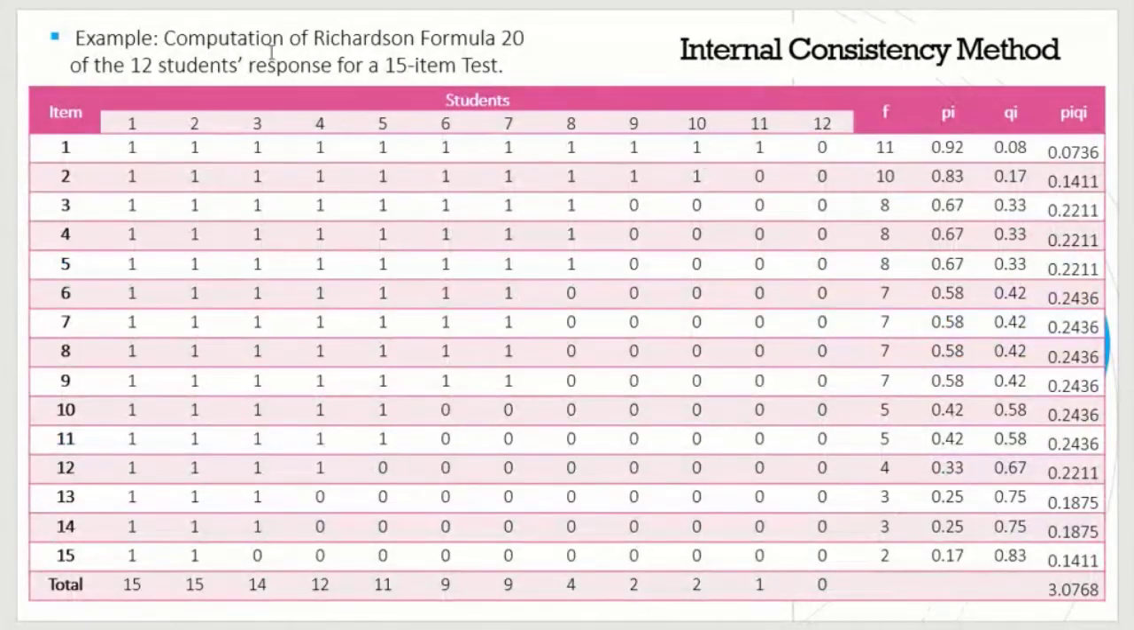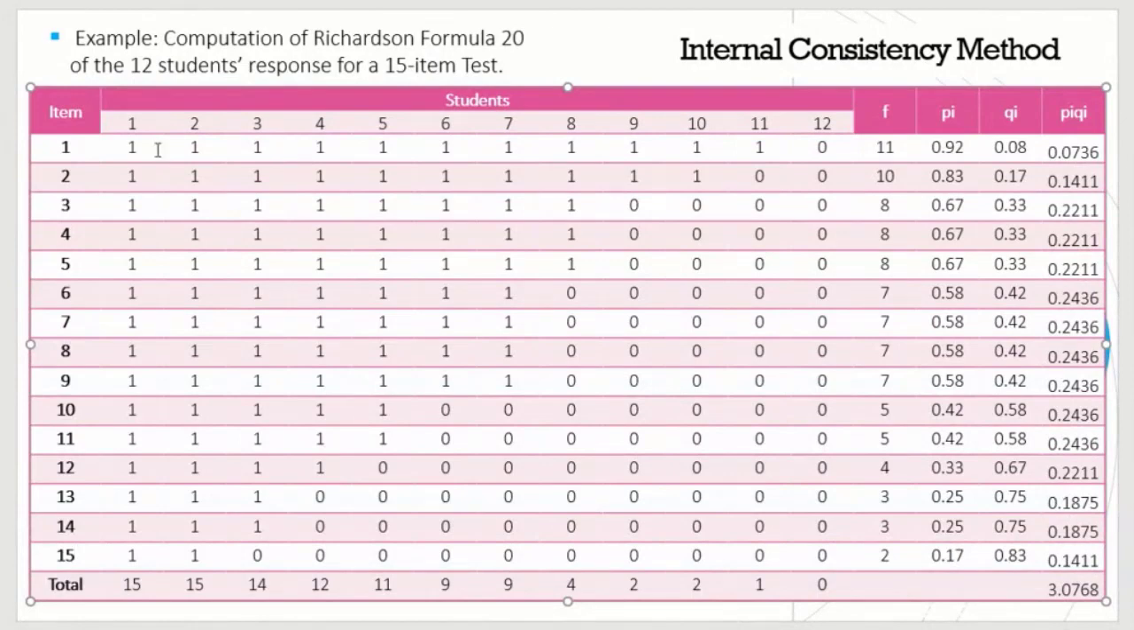We have an example. This is a computation of Kuder-Richardson formula 20 of the 12 students' responses for a 15-item test. So this is, what do you call this one? The entire score. So ang mangyayari dito, guys, or ang ibig sabihin nito is, meron tayong 1, 2, 3, 4, 5, 6, 7, 12 na students. Ito yung nasa taas. At meron tayong 15-item na test. So item number 1 or question number 1, number 2, number 3, up to number 15.